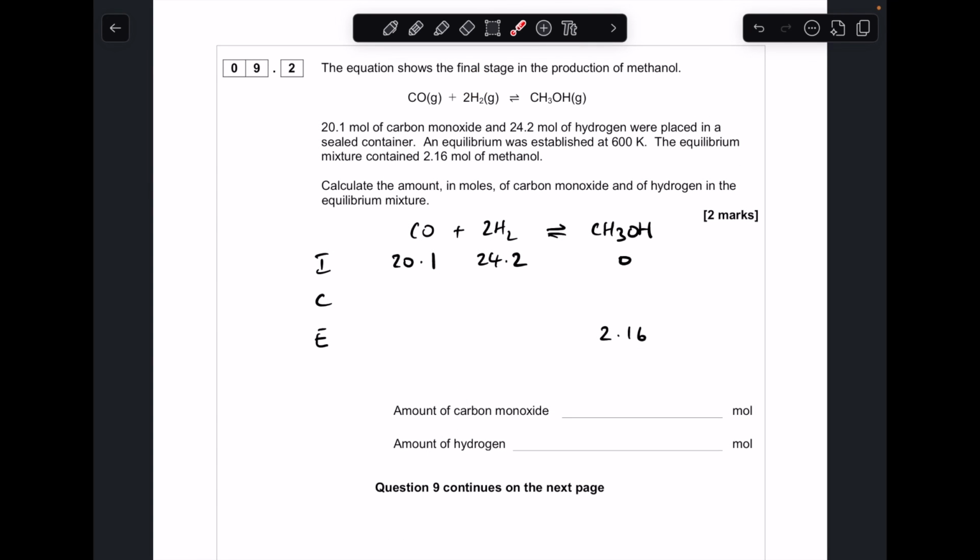Moving on to part two, so I've already populated part of the ICE table. So there's the equilibrium there. Initial moles of carbon monoxide, 20.1. Initial moles of hydrogen, 24.2. Obviously you wouldn't have any methanol to start with, but we're told that at equilibrium we've got 2.16 moles of methanol. So looking at the mole ratios, if we've produced 2.16 moles of methanol, we're going to use up 2.16 moles of carbon monoxide because of the 1:1 ratio, but we'll use up twice as many moles of hydrogen. So that means at equilibrium, we're going to have 17.94 moles of carbon monoxide and 19.88 moles of hydrogen.